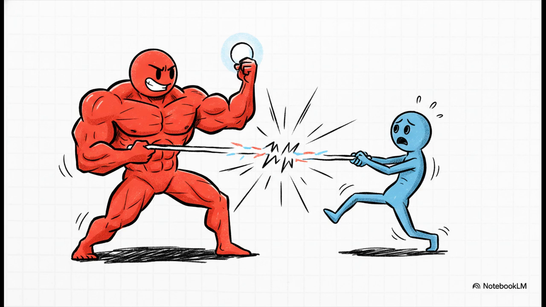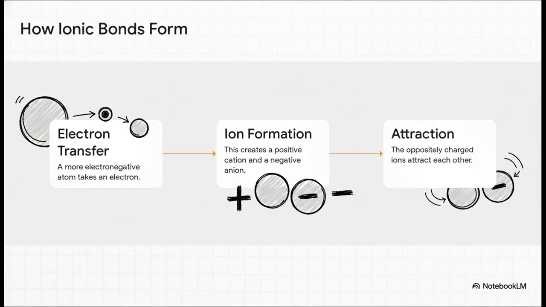Okay, outcome number 1. This is what happens when the matchup is completely unfair. We're talking about a huge difference in strength. It's not a tug-of-war anymore. It's straight-up theft. One atom is so strong, it just rips the electron away from the other one. We call this an ionic bond. And it all goes down in 3 quick steps.